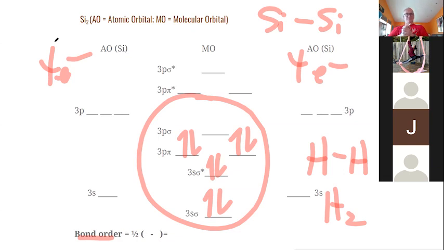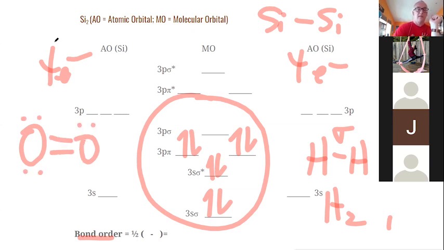Okay. So bond order basically is a measure of how many bonds there are. A hydrogen-hydrogen has a single sigma bond, so it has a bond order of one. Oxygen has a sigma and a pi, because remember, the first bond is always sigma, and any subsequent bonds are always pi. So what's the bond order of O2? Two.